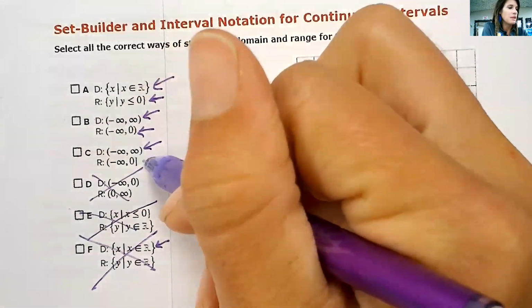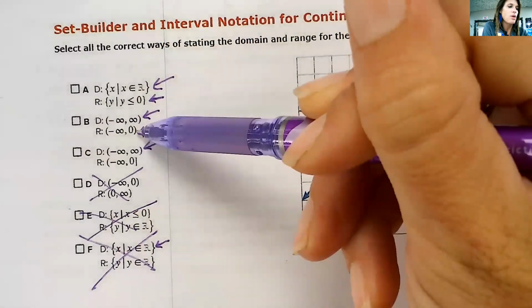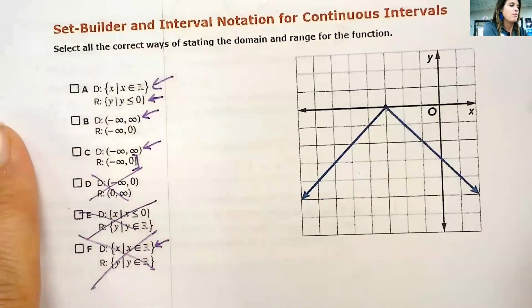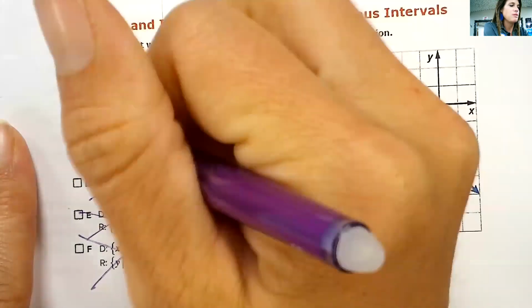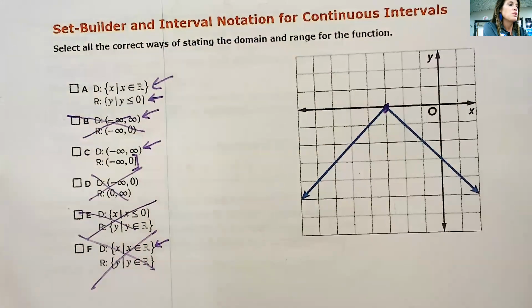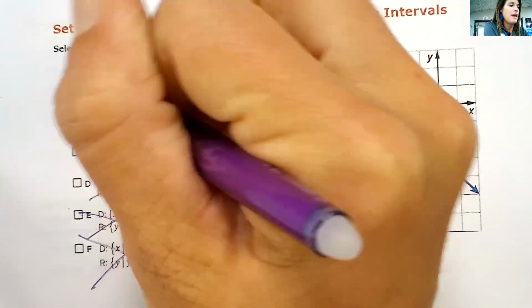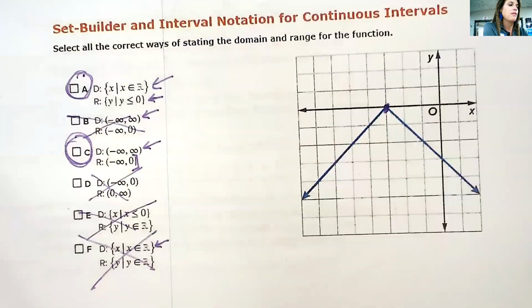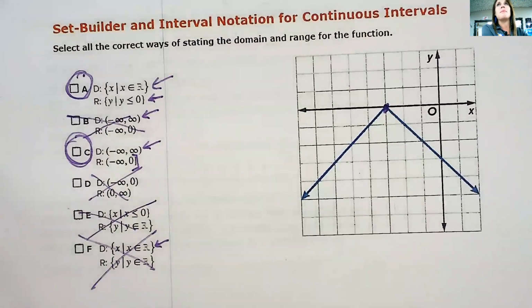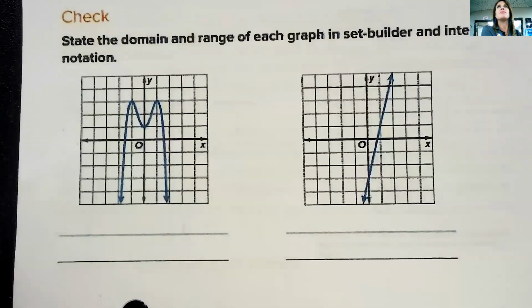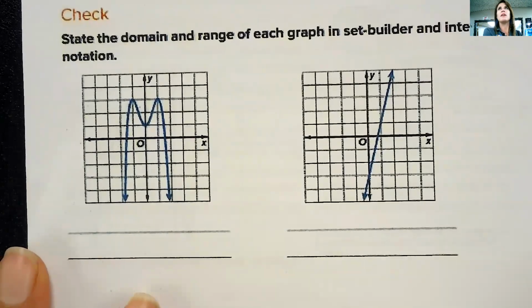What about this one? I skipped it. Oh, does it include 0 or not include 0? I didn't catch that that one had a parentheses. So it's not that one, right? We need a bracket on 0. So this one is out. Our two that would work, it says select all the correct ways, would be A and C. Okay, take a minute to look those over and see if you can distinguish why that was the case. And then we're going to try to write some domain and range in set builder and interval notation.